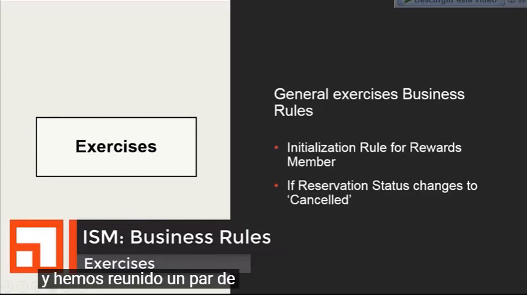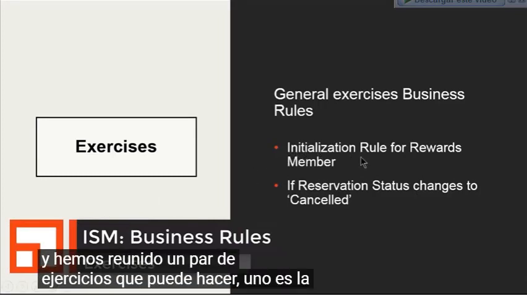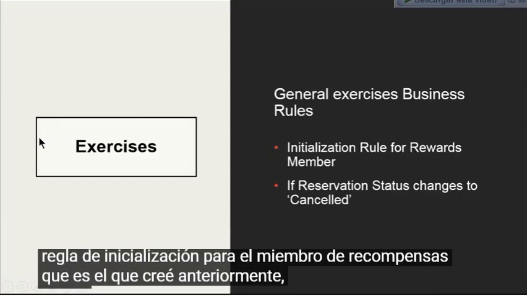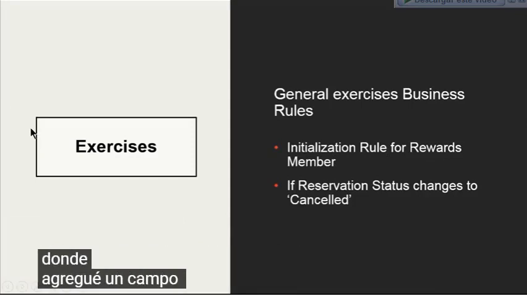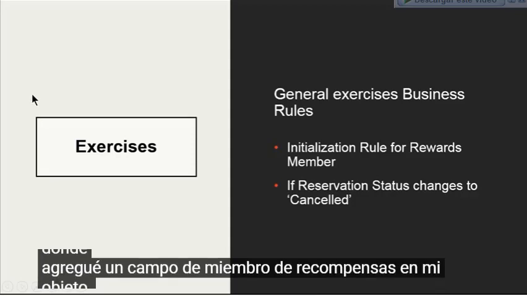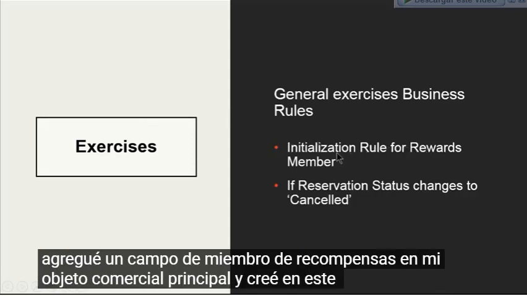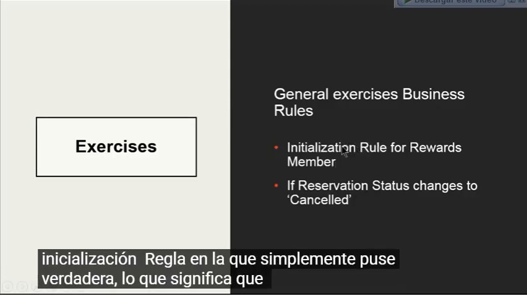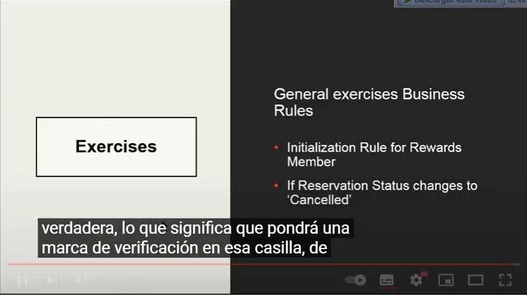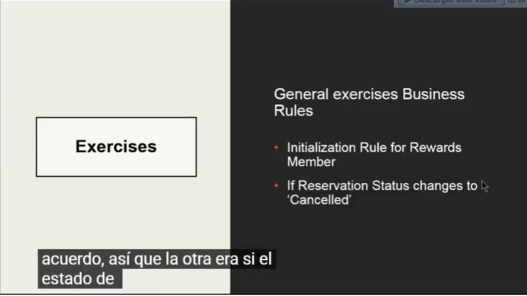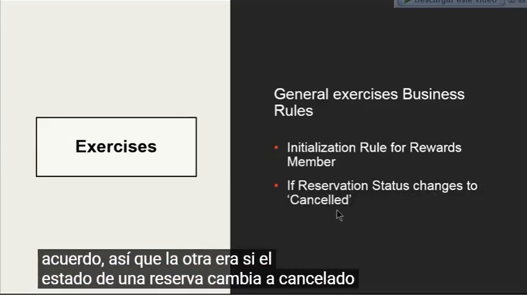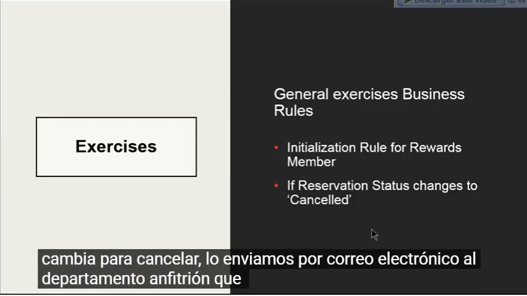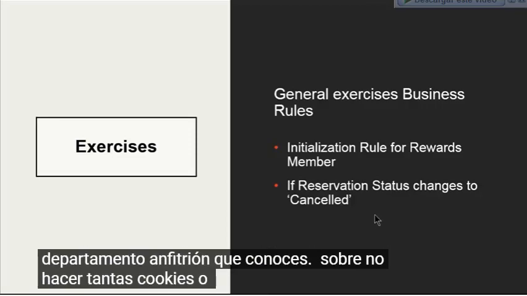And we've put together a couple of exercises that you can do. One is the initialization rule for rewards member. That's the one that I created earlier where I added a rewards member field on my main business object. And I created an initialization rule where I simply put true, which means it's going to put a check mark in that box. Okay, so the other one was if a reservation status changes to canceled. And so if the reservation status gets changed to canceled, we had it email the host department about not making as many cookies or something like that.